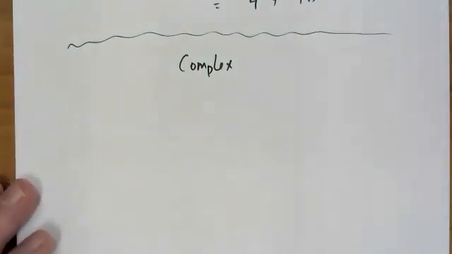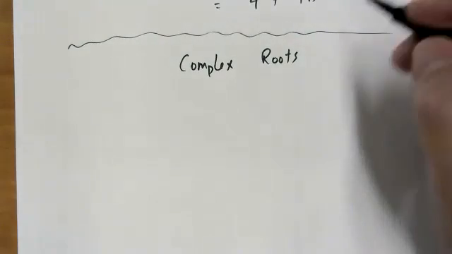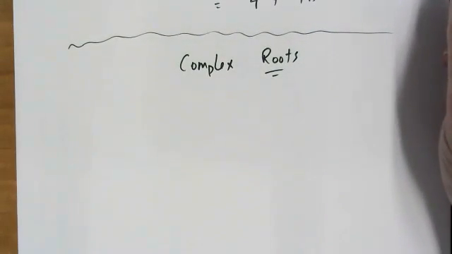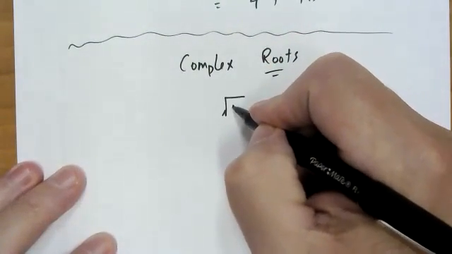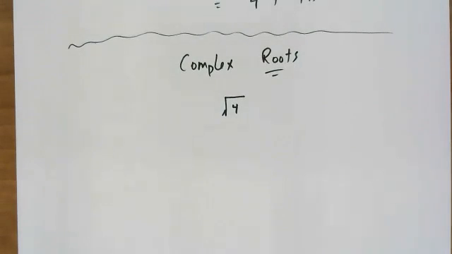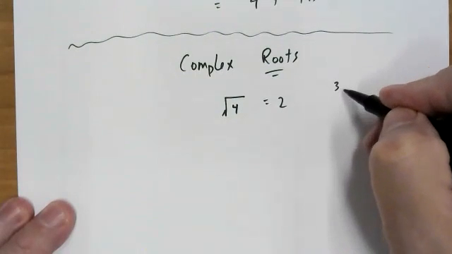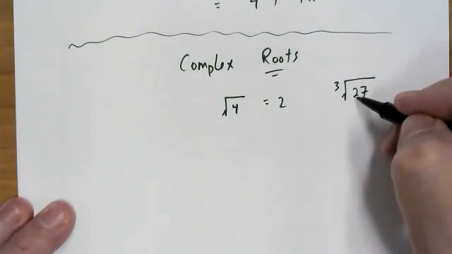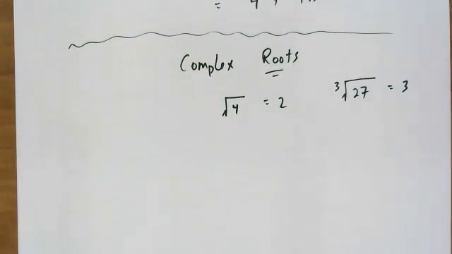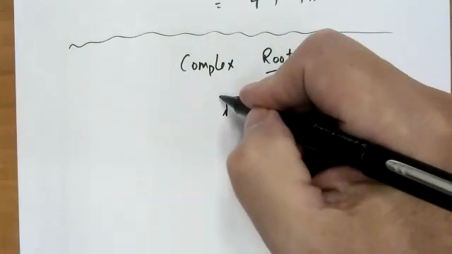And you can also use polar coordinates and exponential stuff to find what we call complex roots. Key here is the word root. Just a reminder, what is a root? So we call this a square root of 4, which is 2. We would say the cube root of 27 is 3. So we sort of call this 3 the root. And here there's a 2 there.